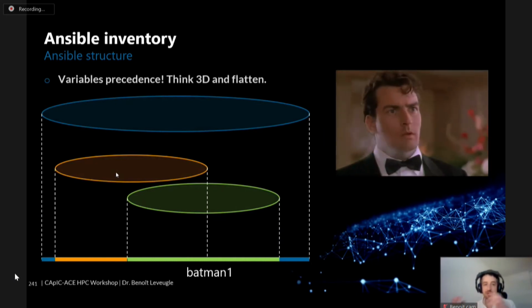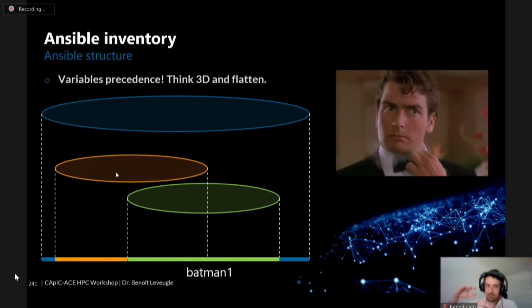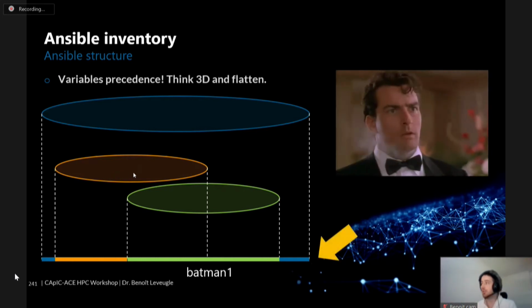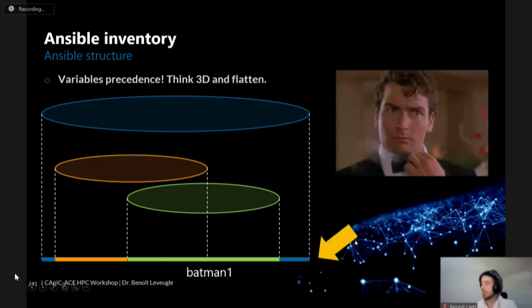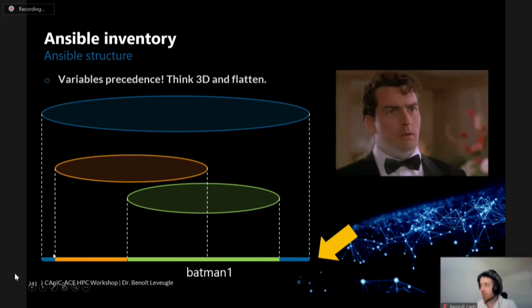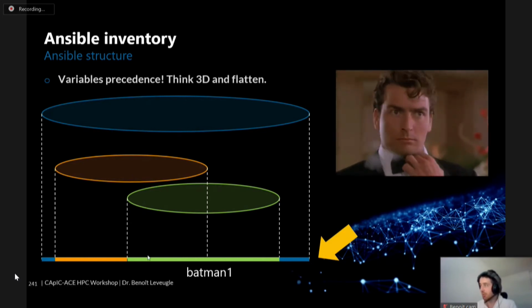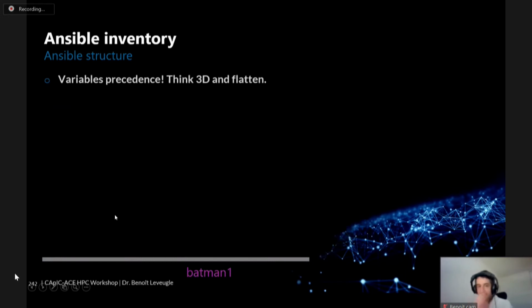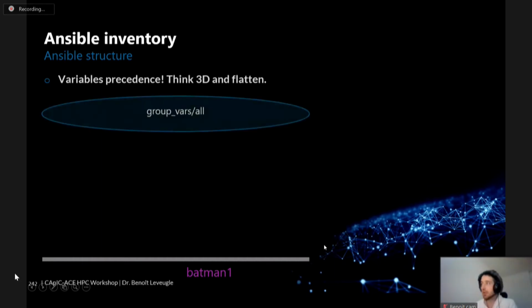So you have to think 3D and flatten. Okay, it's like a giant pizza, in fact. Okay, so let's just focus on the small line at the bottom here, okay? So imagine I have my host Batman1. Currently, I have no variables, okay? Access to nothing. I am a member by default of the group all. So I have access to all the variables of this group.